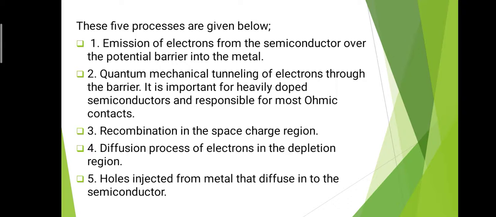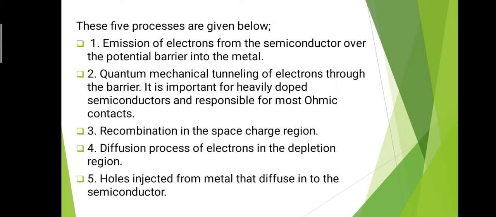Third one is the recombination in the space charge region. We already studied how the space charge region is formed at the depletion layer or at the metal semiconductor contact. So there is a recombination in the space charge region, and due to recombination there is a flow of electrons, and due to the flow of electrons there is also current production. Fourth one is the diffusion process of electrons in the depletion region. We know that some electrons diffuse from the metal to semiconductor or semiconductor to metal, and due to this diffusion process there is a production of the current.